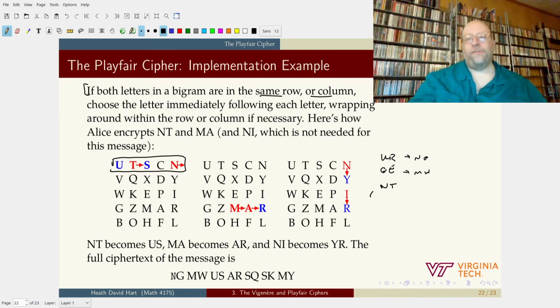We have encoded UR and GE, and they became NG and MW. NT is on the same row. And so the N advances forward, which wraps around to U. And the T advances forward, which doesn't wrap, it just advances forward to S. Okay. The next bigram was MA, and MA is in the same row. So the M advances forward and becomes A, and the A advances forward and becomes R.